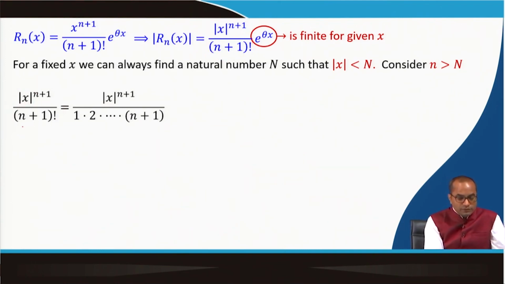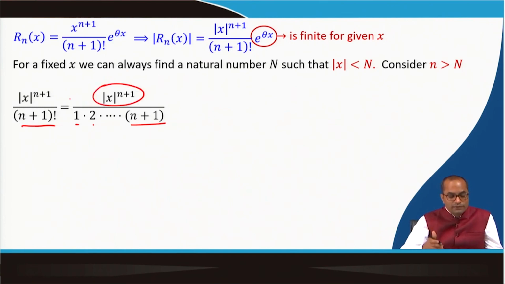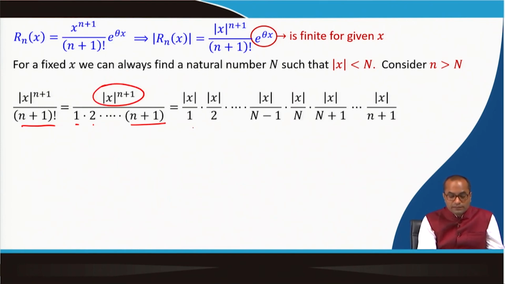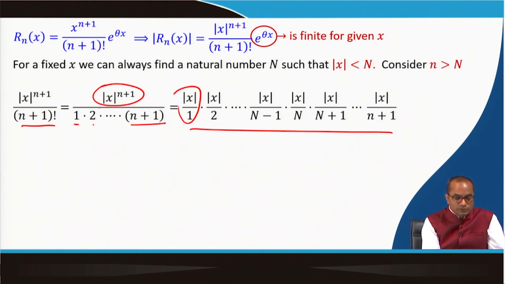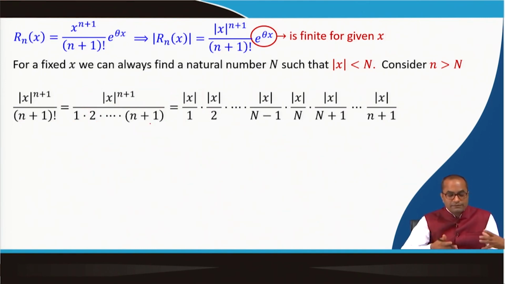So here the factorial (n+1)! is 1, 2 and so on up to n+1, and in the numerator we have the absolute value of x to the power n+1, and then we break it into the product. So we have the absolute value of x divided by 1, then the absolute value of x divided by 2. So we have n+1 terms there, and in the denominator we also have n+1 terms.